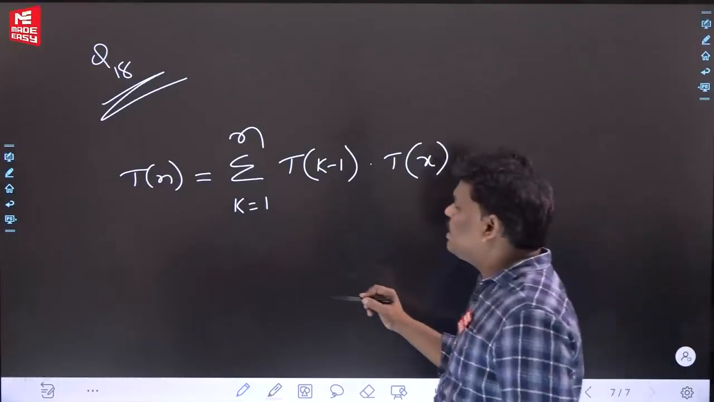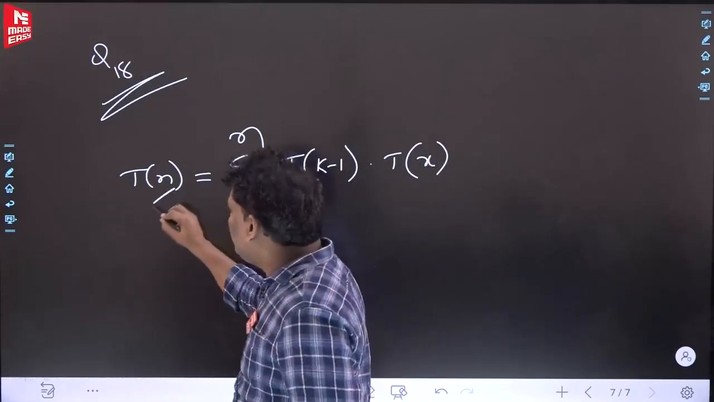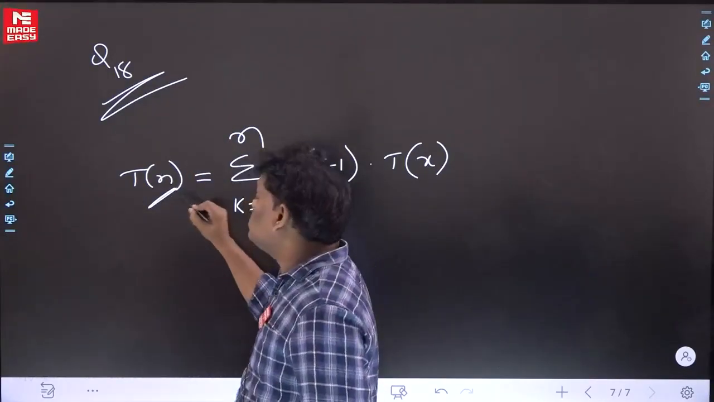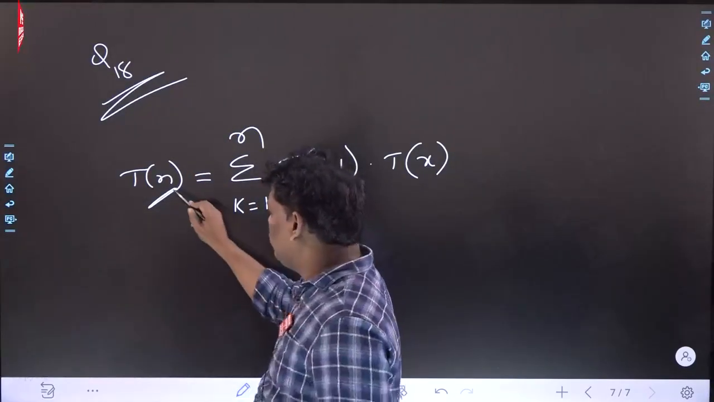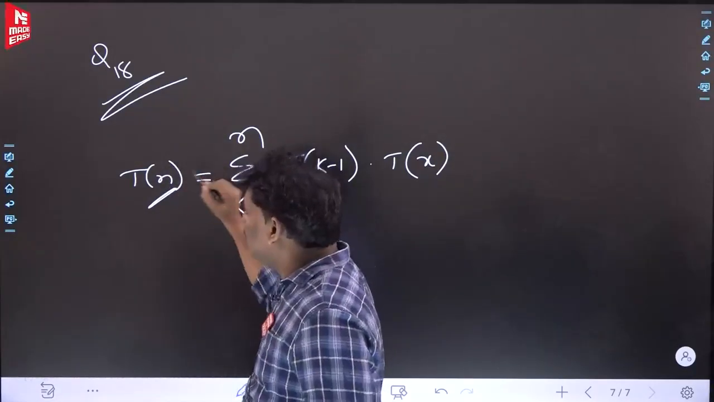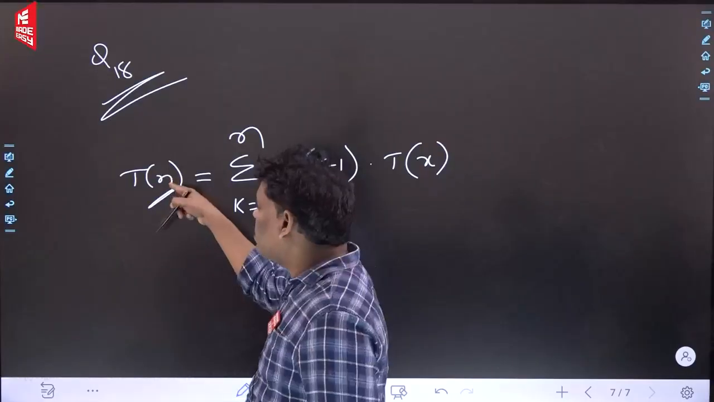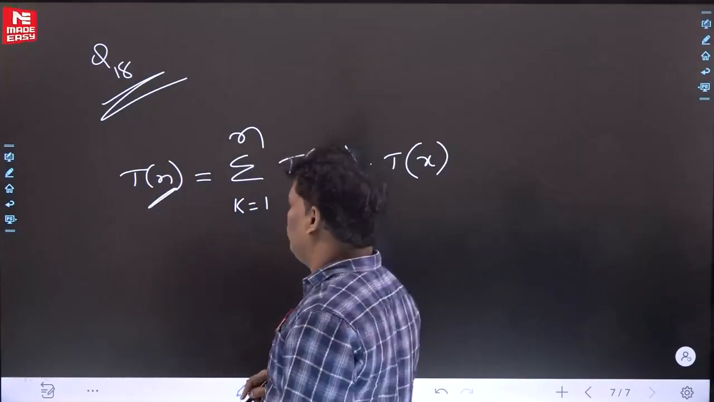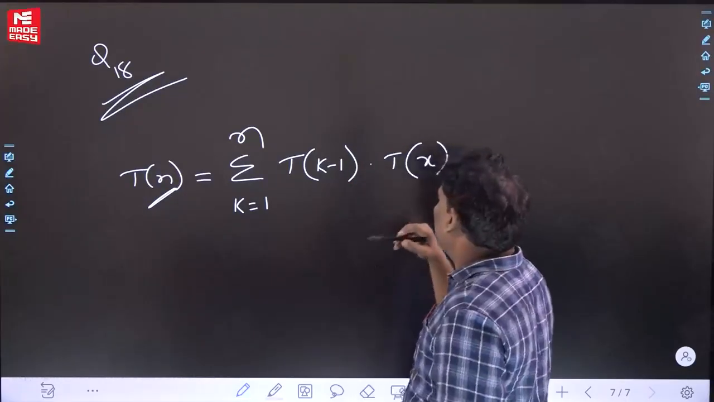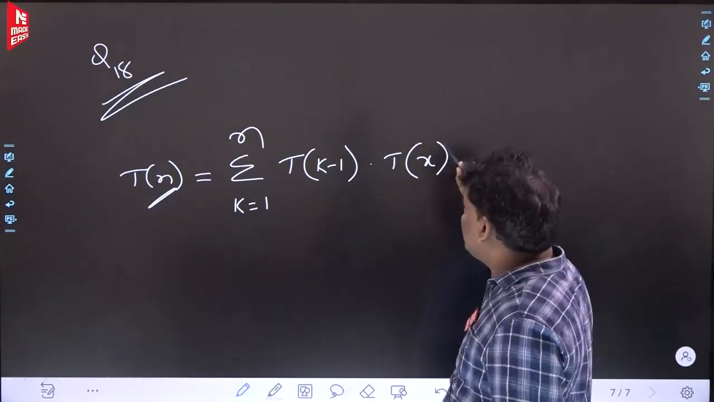Now what I want to say indirectly, see this one. With n nodes, how many BSTs are possible? Question number 18. With n nodes, the number of BSTs is Tn. Please be careful. With k minus 1 nodes, the number of BSTs is T of k minus 1. With x nodes, the number of BSTs is T of x.